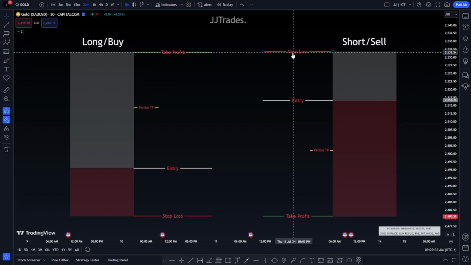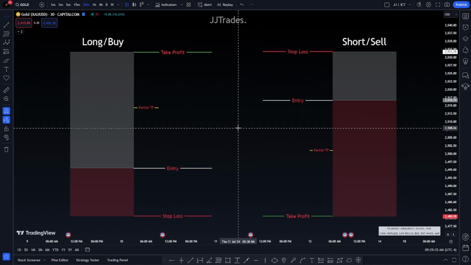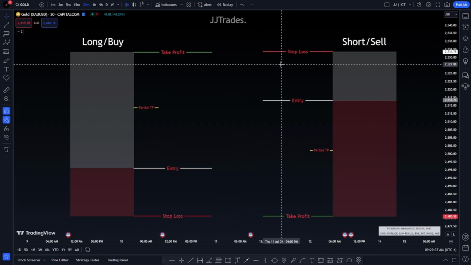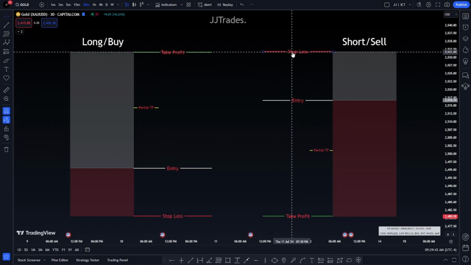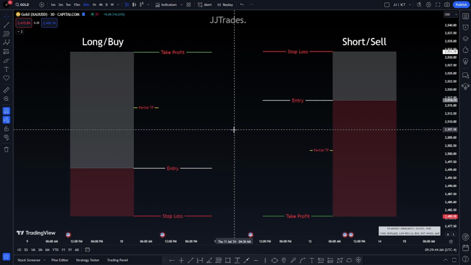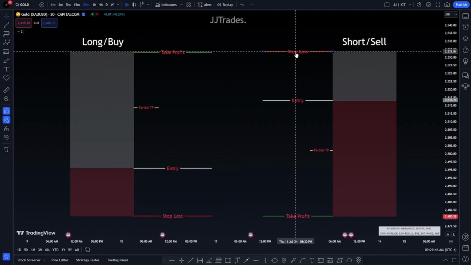Now, next is the stop loss. The stop loss is pretty self-explanatory. It's in the name, stop loss. At this point in price, when price reaches this point, it stops you from losing any more than that amount. So that's what a stop loss is.